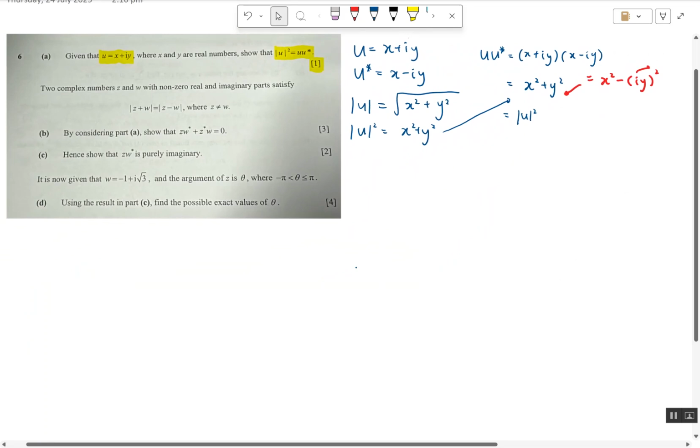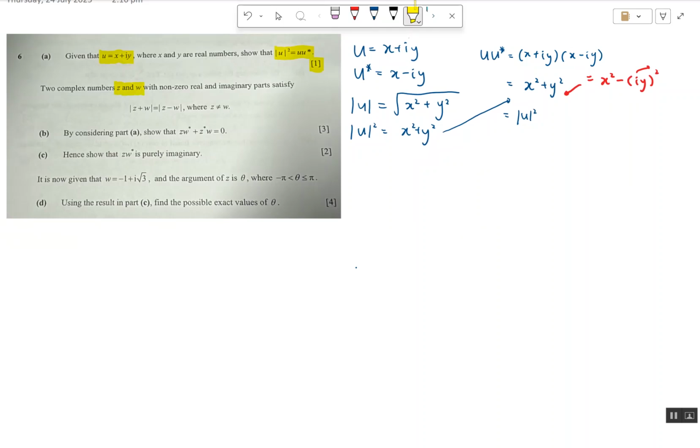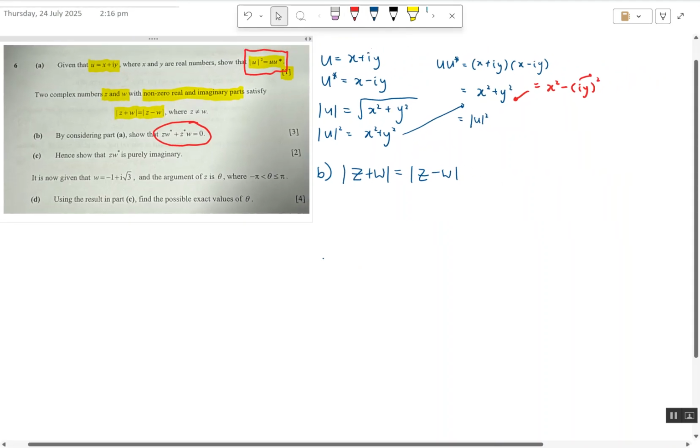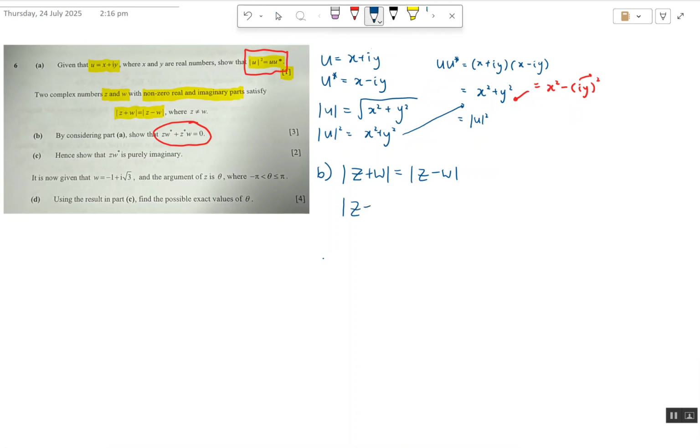Part 2 is a little bit more complicated, where they tell you there's another complex number with non-zero imaginary and real parts that satisfy this. Most students are stuck here, at part B, where the starting point is what the question gives you. And how am I going to relate to this? It says that by considering part A, show that this is going to happen. What did part A ask you to show? Part A asks you to show that the modulus of any u squared is going to be u times its conjugate. In order to get the modulus squared, now I square both sides. The modulus of z plus w, squared, is equal to the modulus of z minus w, squared.